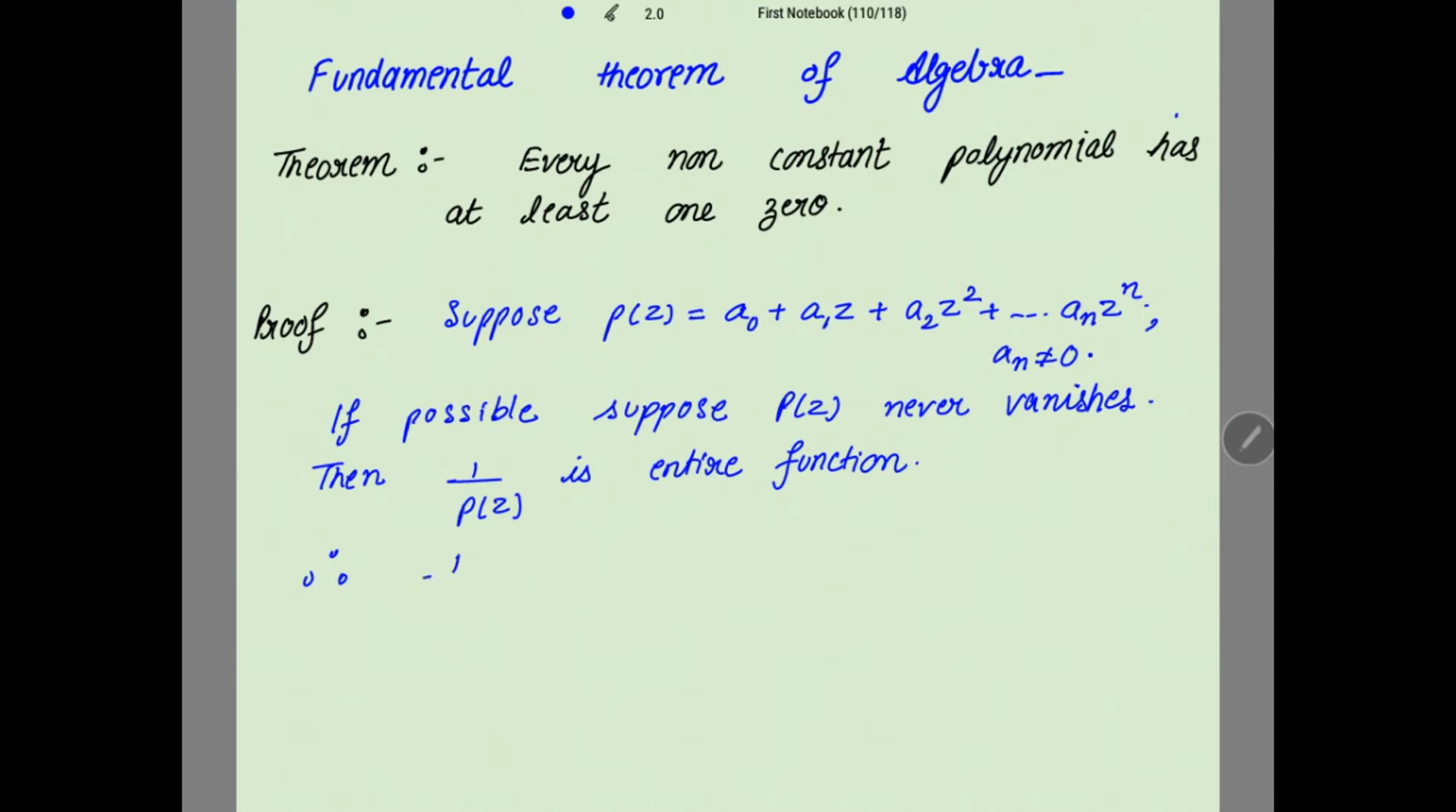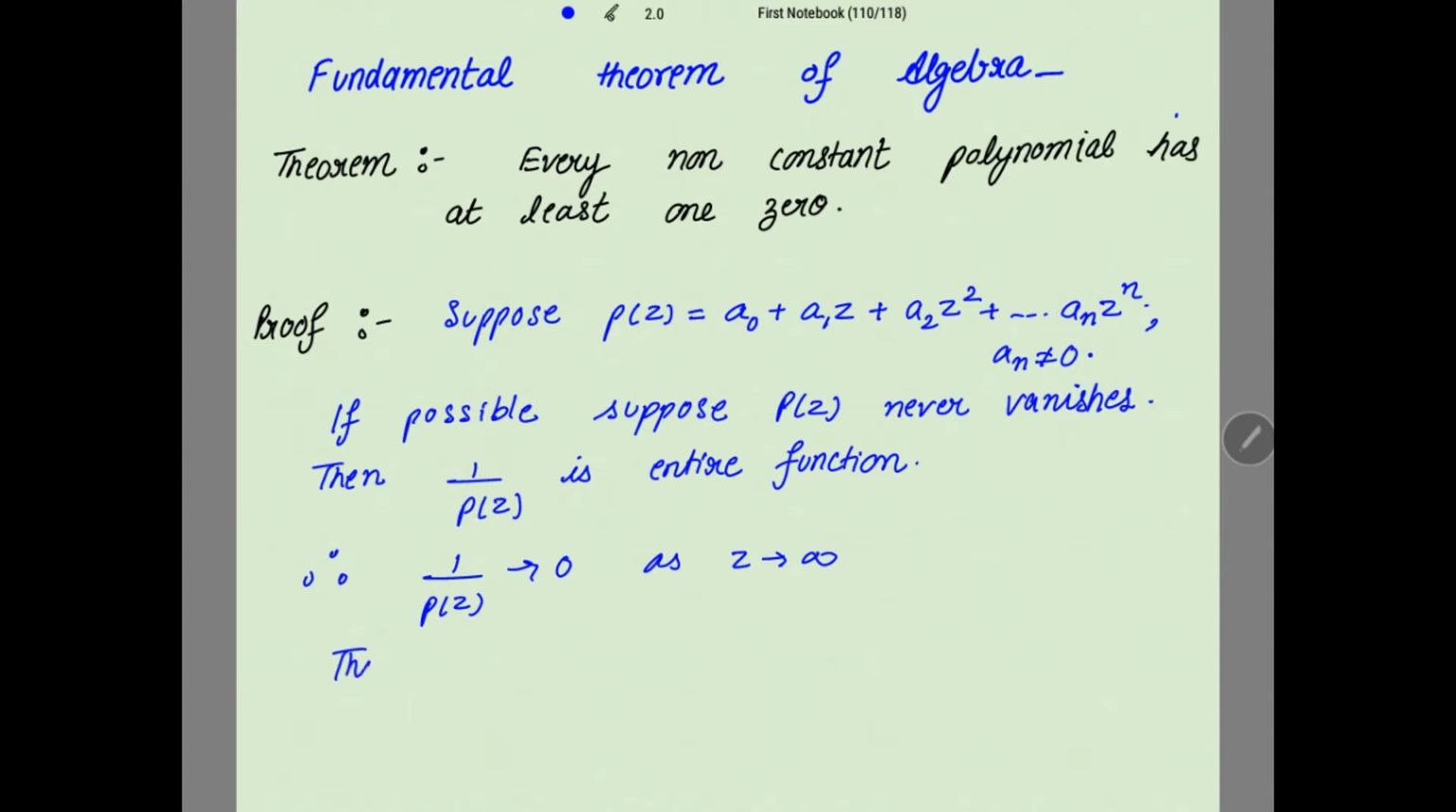So therefore, can I write that 1 over P(z) tends to 0 as z tends to infinity? What is P(z)? a0 plus a1z plus a2z squared. If z tends to infinity, then P(z) tends to infinity. If P(z) tends to infinity, then 1 over infinity tends to 0. So 1 over P(z) tends to 0 as z tends to infinity, right?